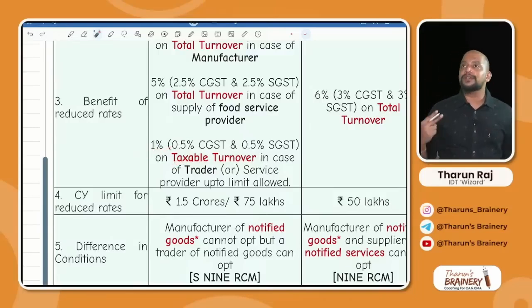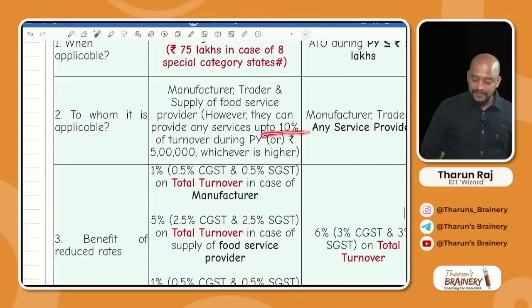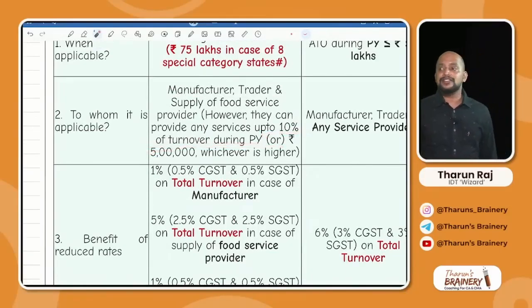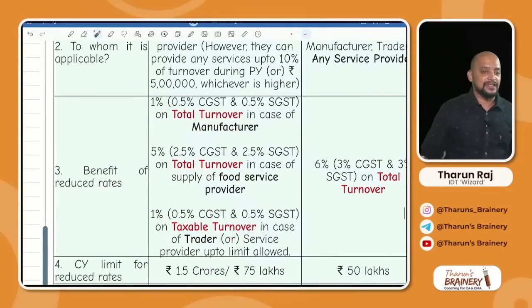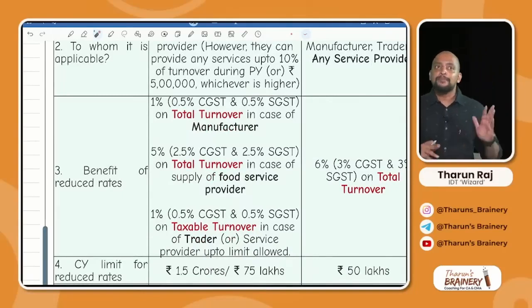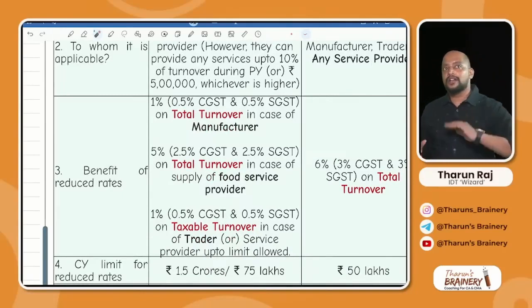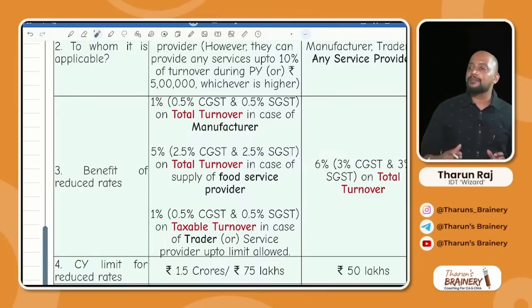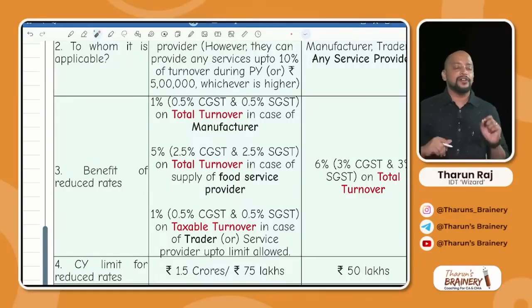Okay, 2 people, 1% of taxable turnover, that is a trader, or this 10% limit of services they provide. In that case also, 1% of what turnover? Taxable turnover. Rates you need to remember. Manufacturer 1% of total turnover. Supplier of food, food service provider, 5% of total turnover. Trader or service provider providing service up to 10% limit, 1% of taxable turnover.